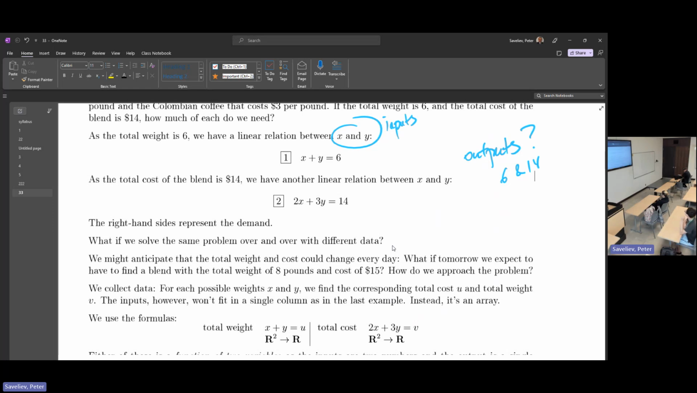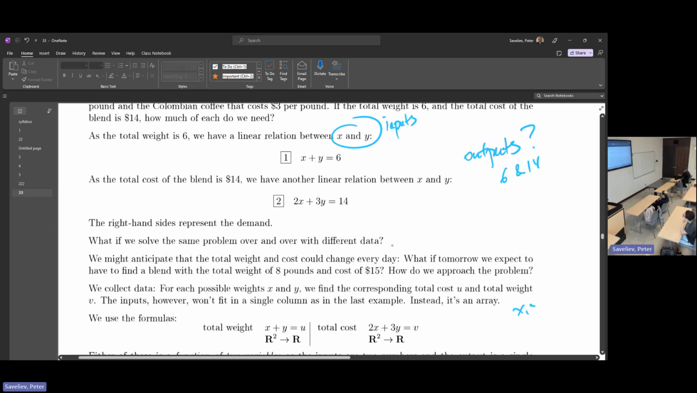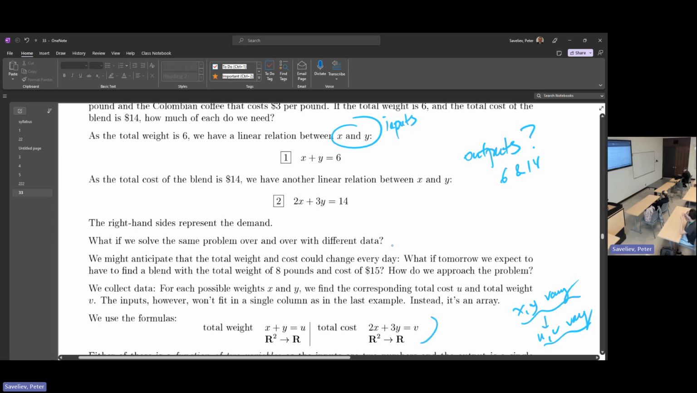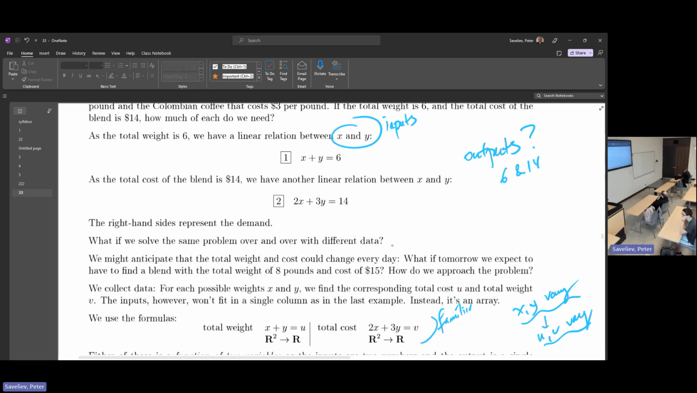So these are the two variables. If x and y vary, then what else varies in this situation? The answer is u and v vary too. So the total weight and total cost certainly set up two functions of two variables. That's familiar right now. Two functions of two variables, right? So xy produces u, and xy produces v. Two functions of two variables, which we know how to handle.